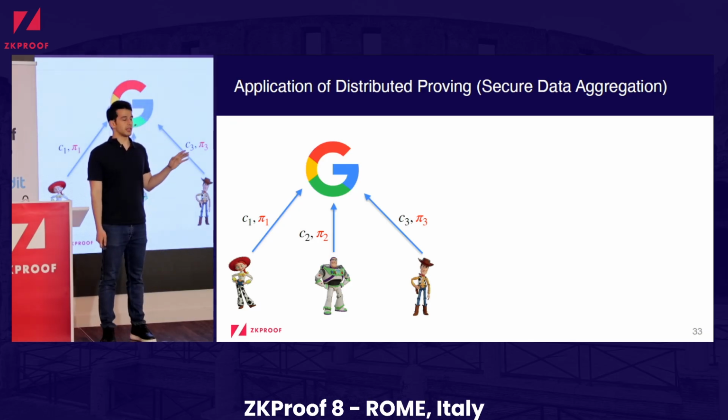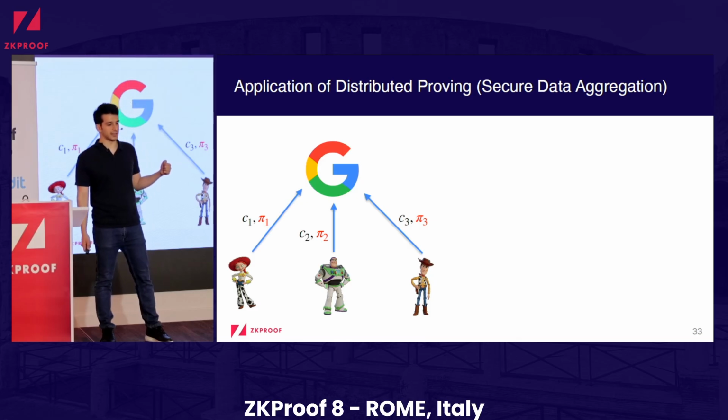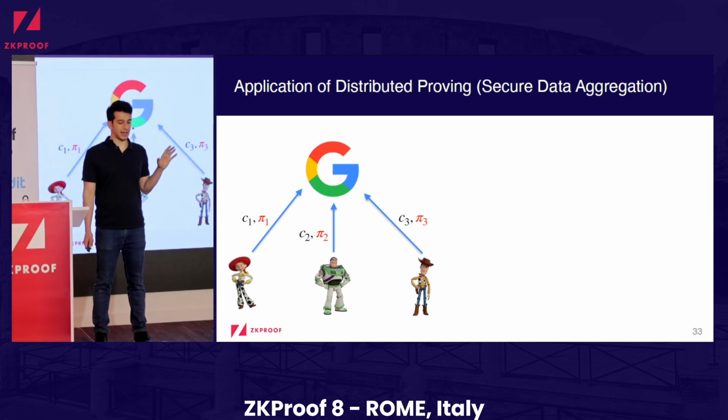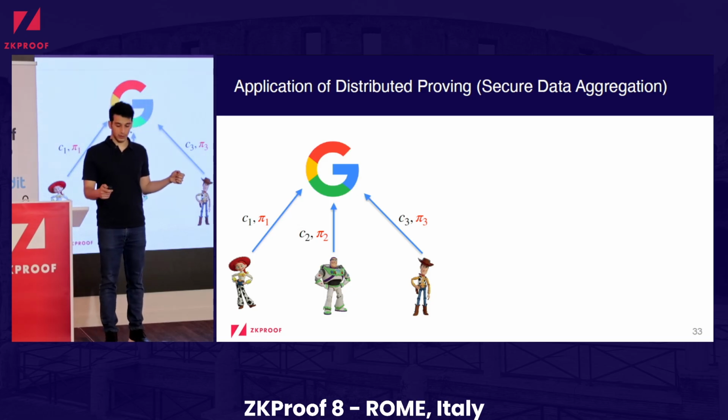So imagine we have a central server like Google, and a number of clients, such that every client has a piece of data, and Google is basically interested in the sum of the clients' data without actually learning anyone's individual data. And it has real-world applications like federated learning, and it's already deployed by Apple and Google.